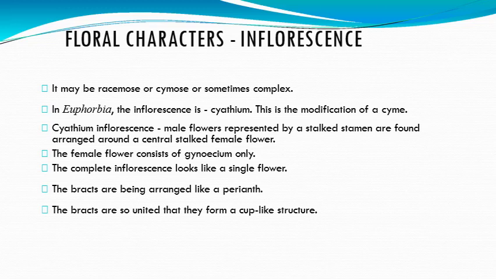And in cymose inflorescence, the main axis ends in a flower, and similarly the lateral axis also ends in a flower, and growth of the main axis is definite or limited. So the older flowers are present at the apex and the youngest flowers are present at the base. So the terminal flower opens earlier than the lateral ones. And this arrangement is known as centrifugal arrangement.